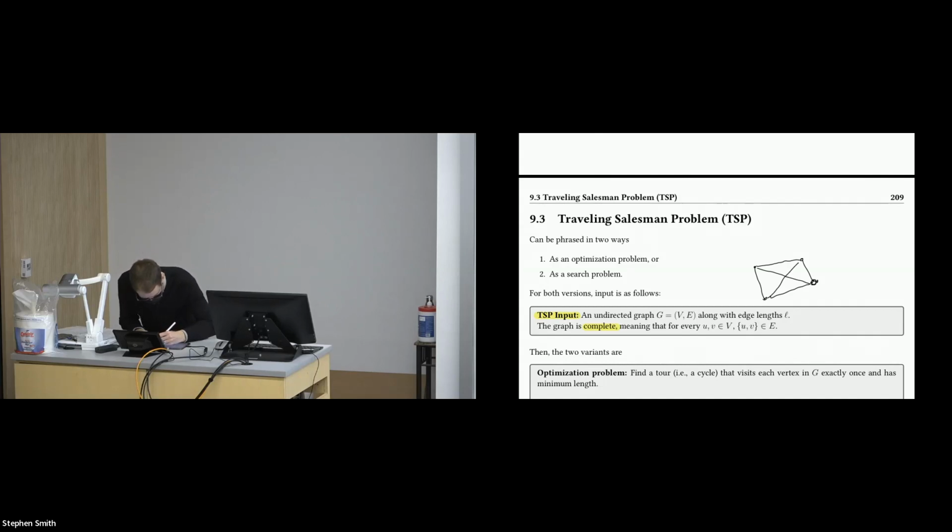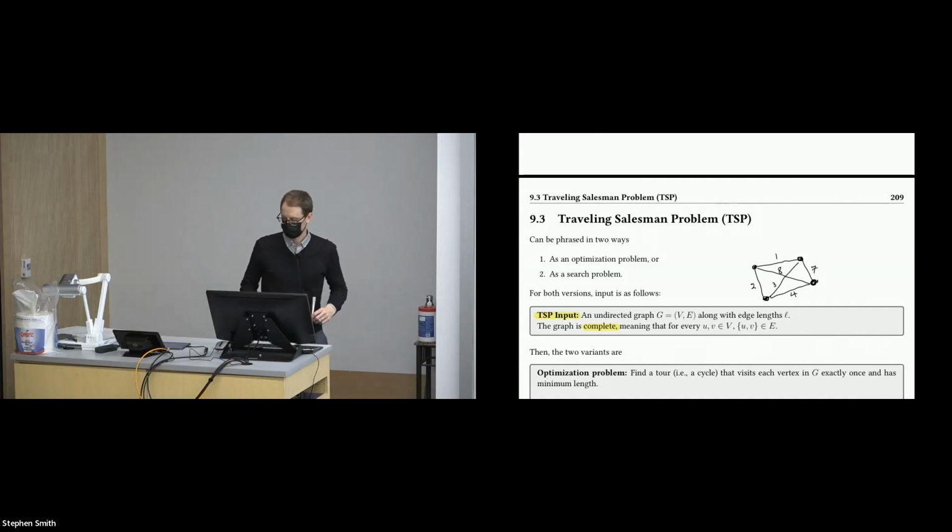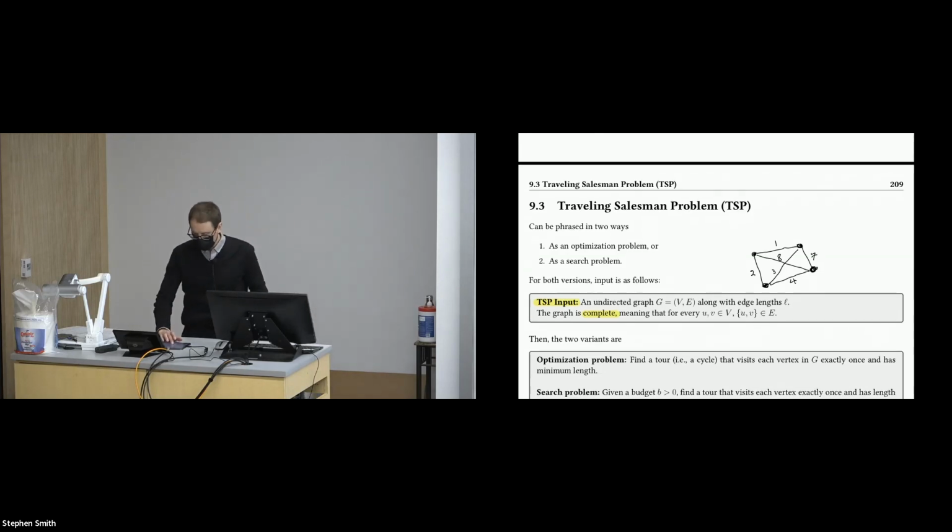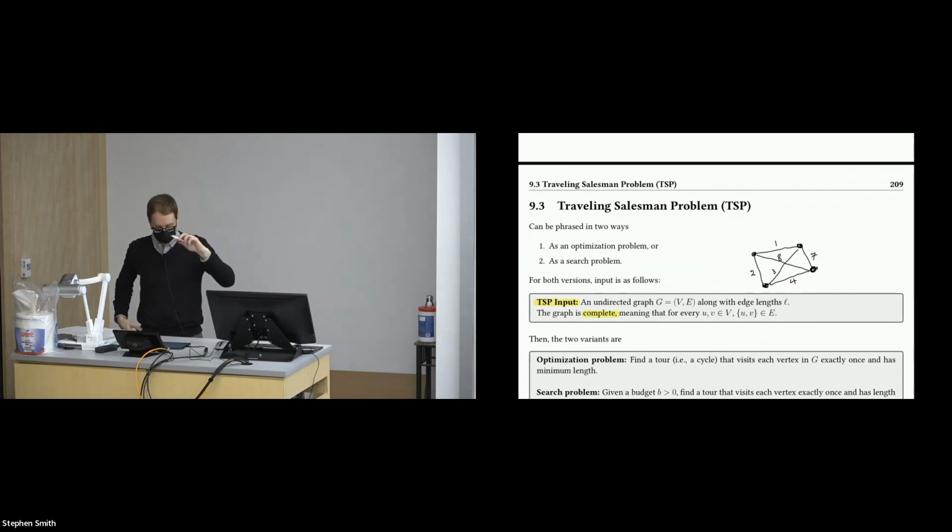It has all the edges in it with some weights on them: 1, 2, 3, 8, 4, 7, something like that. And then the optimization problem is: find a tour or a cycle in the graph that visits each vertex exactly once and has minimum length.